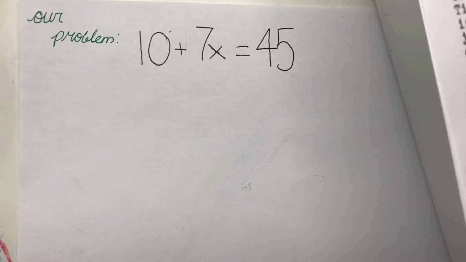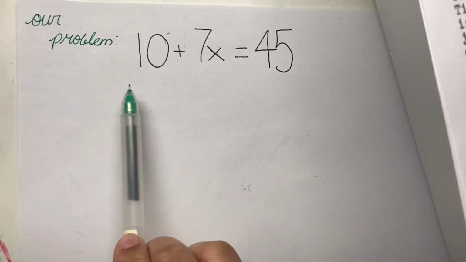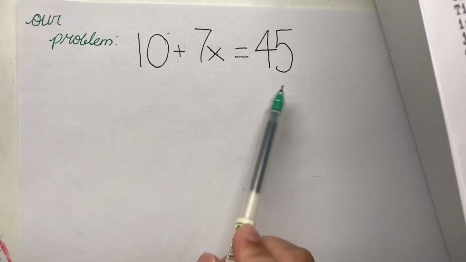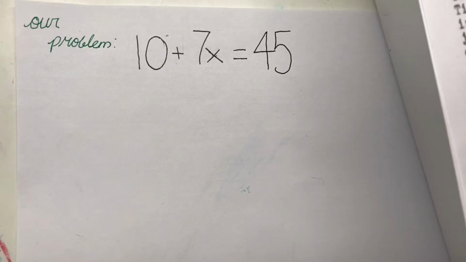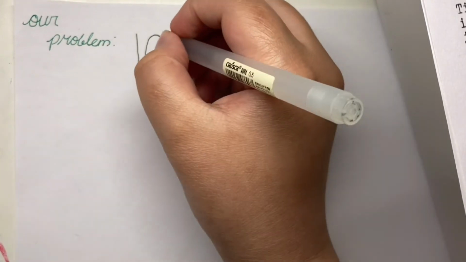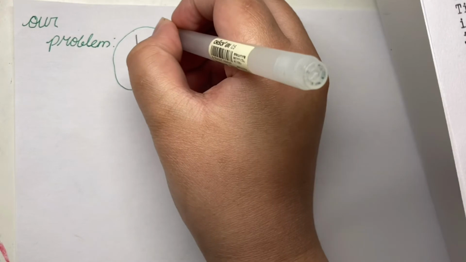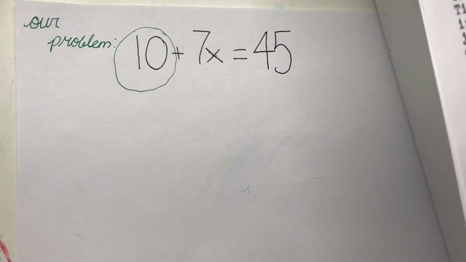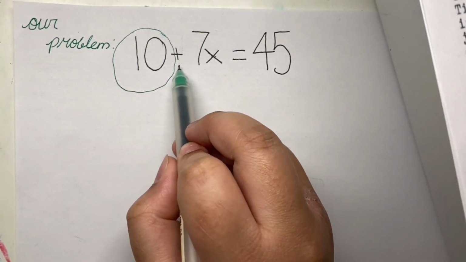10 plus 7x equals 45. Now, we look at our numbers. We can't really do anything with 7x as of now, so I have to figure something else out. Now look for the smaller number, which right here is 10. And what do we do with the 10? We subtract 10 from it.